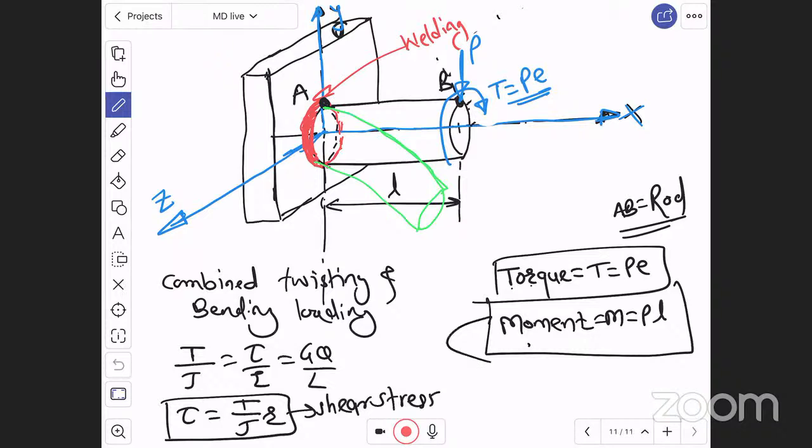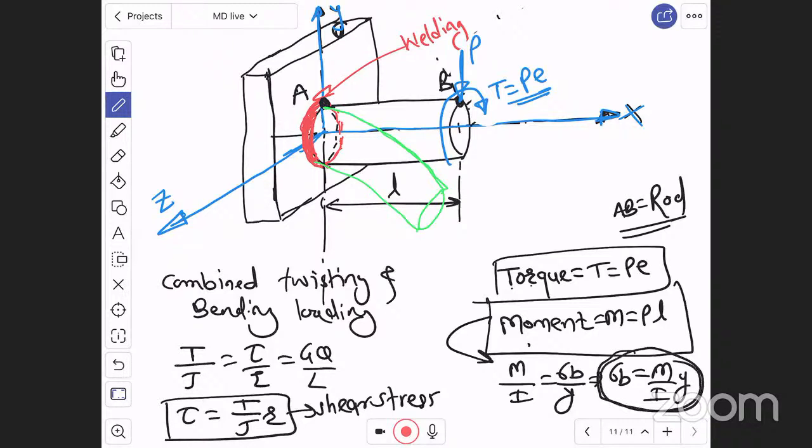And because of this moment, it is subjected to M by I is equal to sigma B by Y, which means sigma B is equal to M by I into Y. From the bending equation, this also you have learned in strength of material, bending stresses. The component is subjected to bending stress as well as torsional shear stress. Therefore, the weld portion can be subjected to both torsional shear as well as bending.